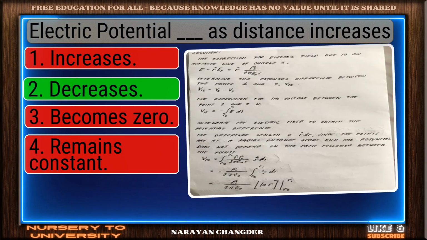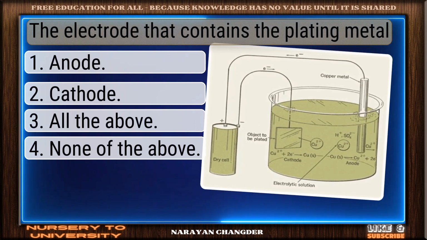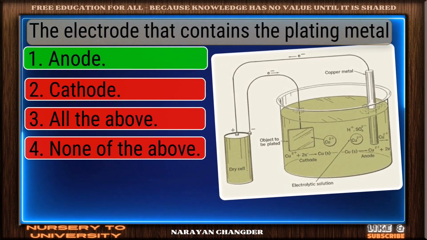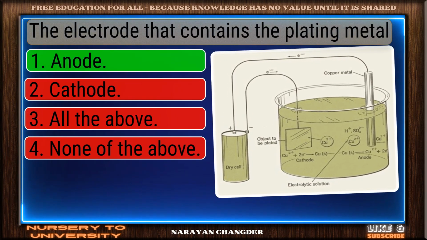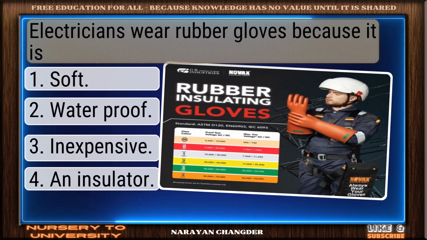Bravo. Decreases is the answer. Question number 100. The electrode that contains the plating metal. Exactly. Anode makes sense, and it is the right choice. Question number 101. Electricians wear rubber gloves because it is.